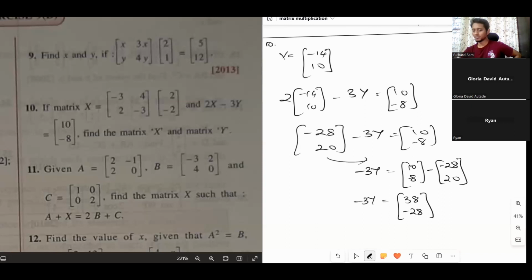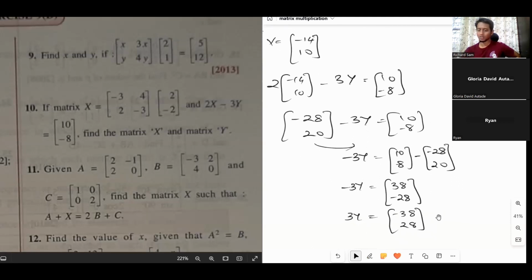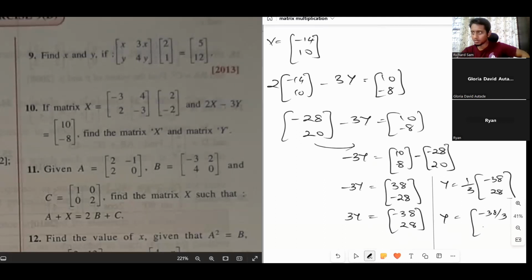See, it's minus 3y. So when we take the minus on the other side, it will become 3y is equal to minus 38 and plus 28. Correct only, no? Now take the 3 on that side. So y is equal to 1 upon 3 into minus 38 and 28. Correct? Yes. Now you can't divide 3 with 38. So your answer is minus 38 upon 3 and 28 upon 3. Correct?